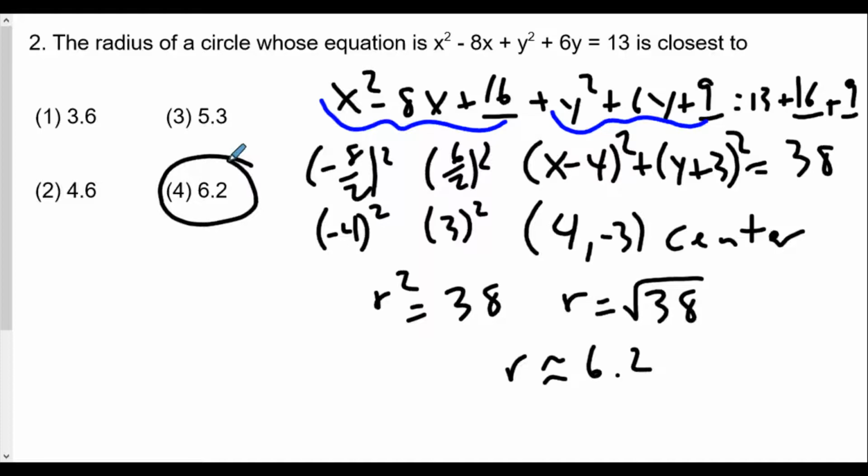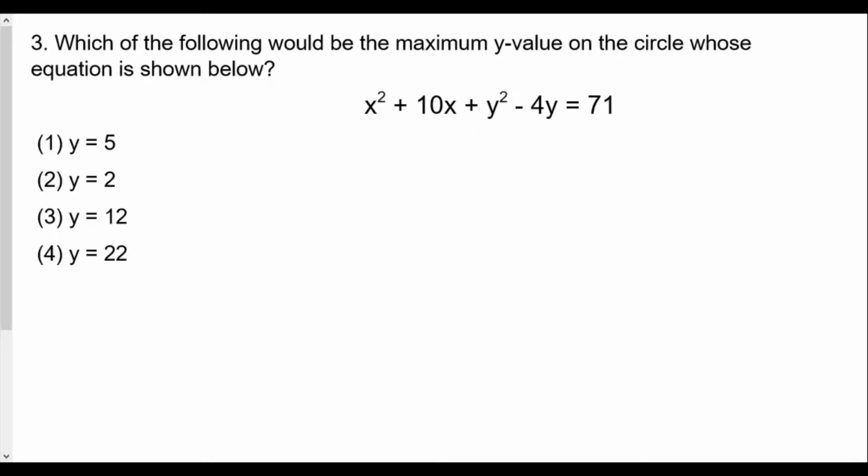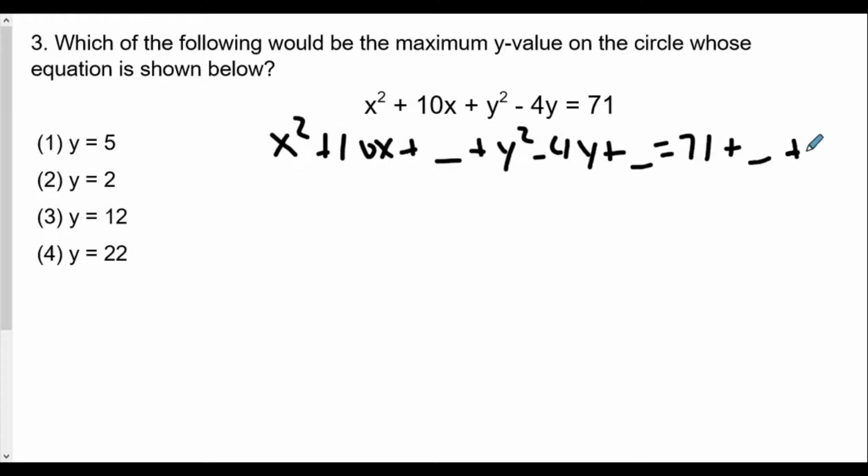Now for question number 3. Which of the following will be the maximum y value on the circle whose equation is shown? Again, let us complete the square, because we'll need that. x squared plus 10x plus blank, plus y squared minus 4y plus blank, equals 71 plus blank plus blank. Now you might be asking, why do we need to complete the square? Can't we just figure it out from here? Well, we need to find the center. We'll find the center and the radius, and we will take the y value of the center and add the length of the radius to find the maximum y value.